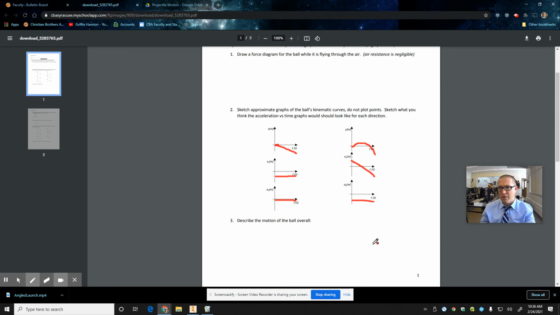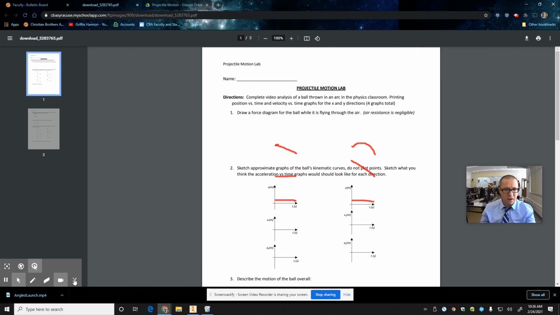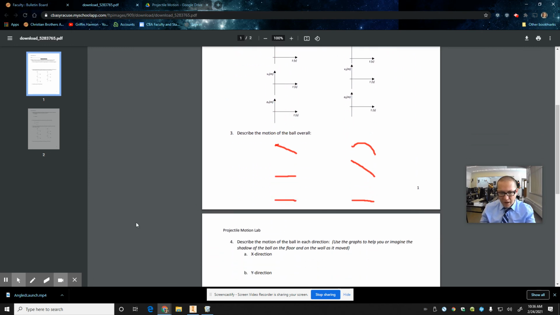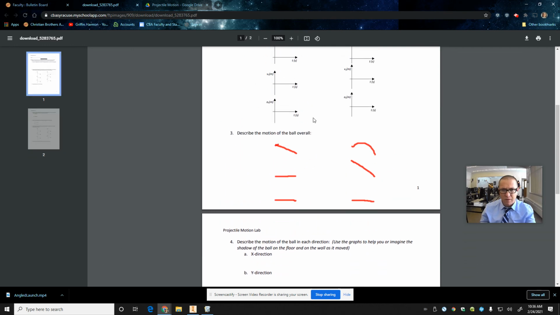Describe the motion of the ball, you can do that. I don't even know what I'm drawing on here. Am I drawing on the PDF or am I drawing on the screen? I guess it's a tool. Anyway, I don't know. Those will go away, maybe. I don't know how to get rid of those.